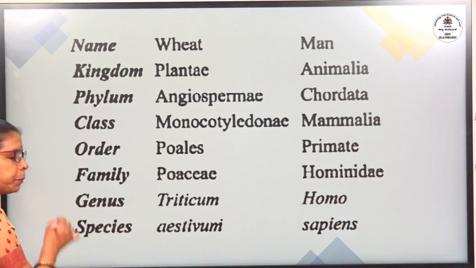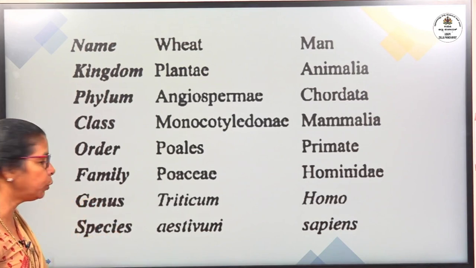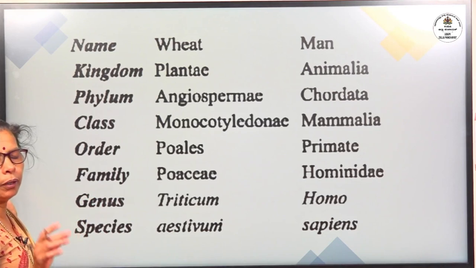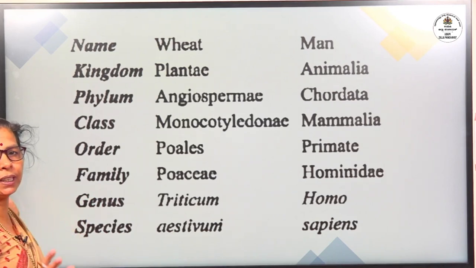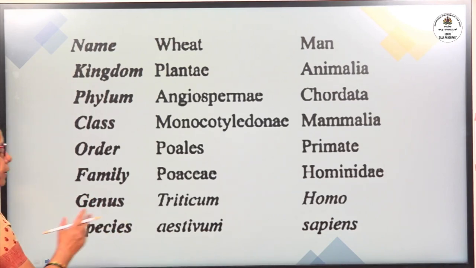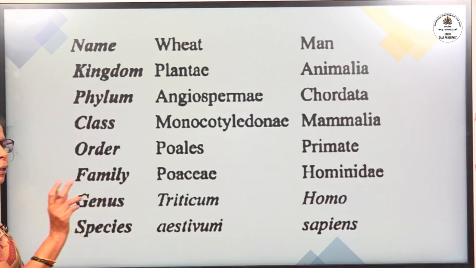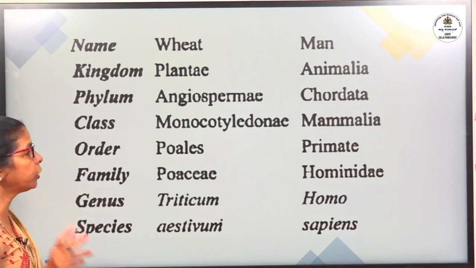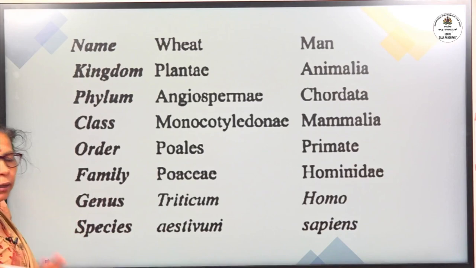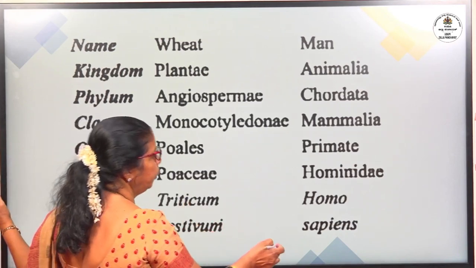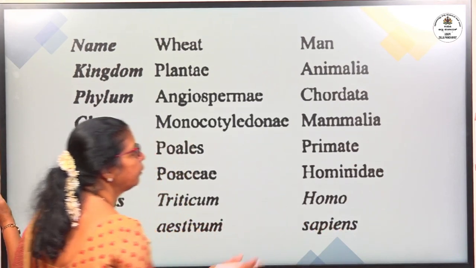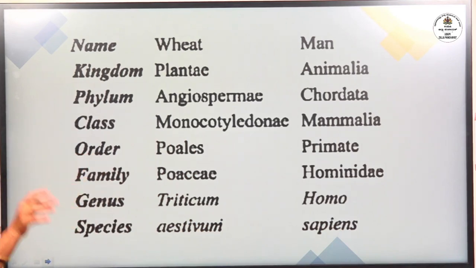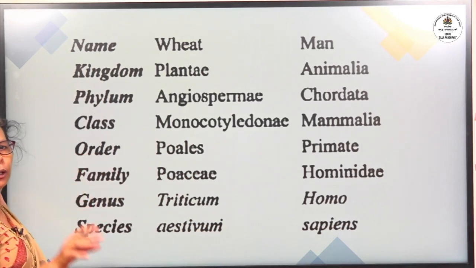Species means a group of individuals sharing common features, so they are considered a species. For example, Homo sapiens is the scientific name of human beings. Sapiens denotes the characteristic features present in humans.